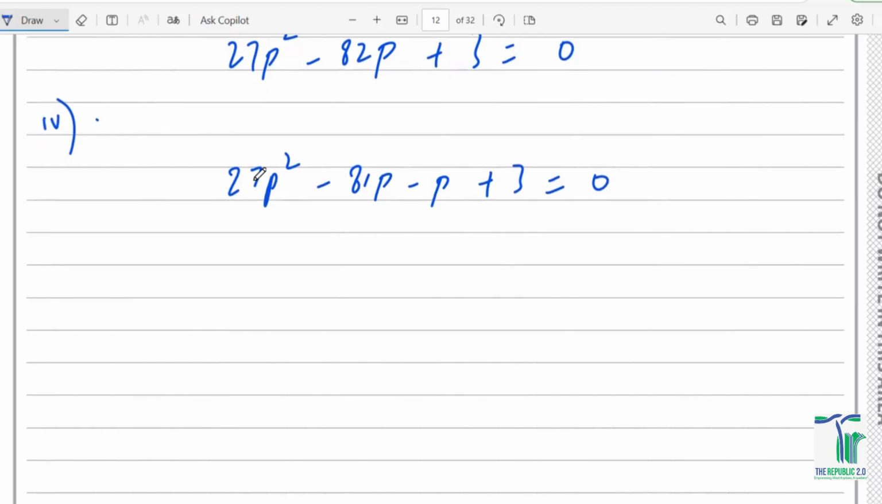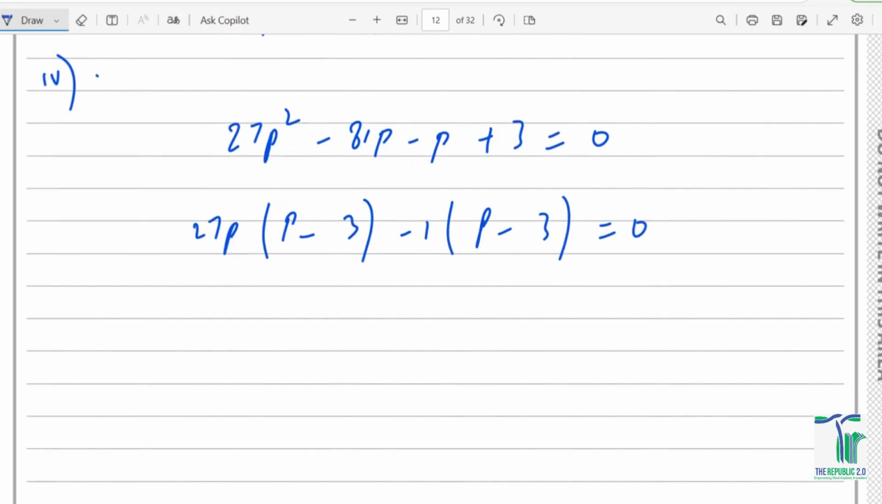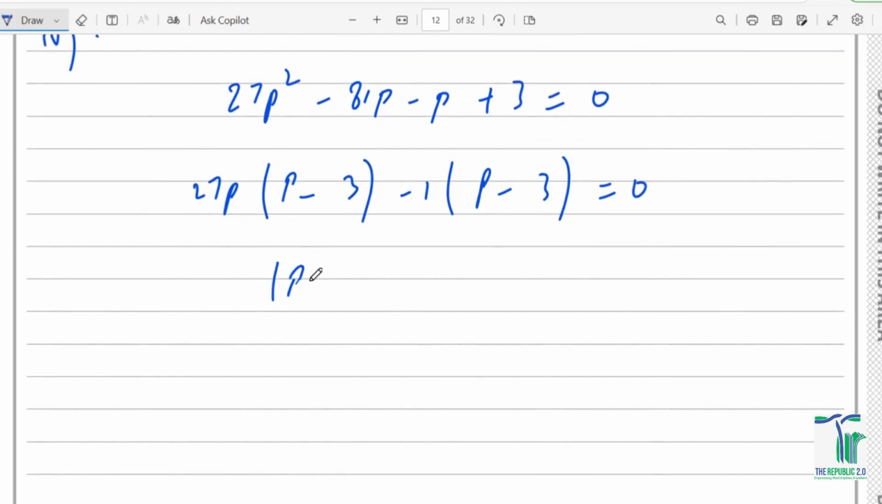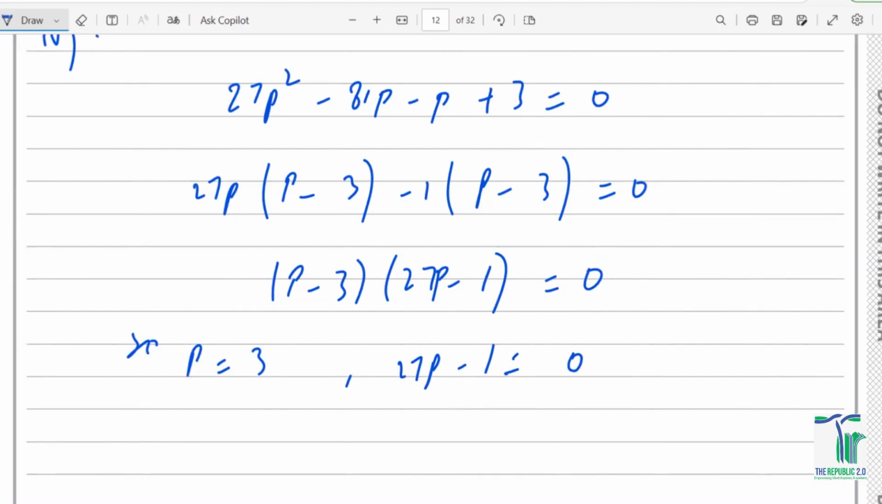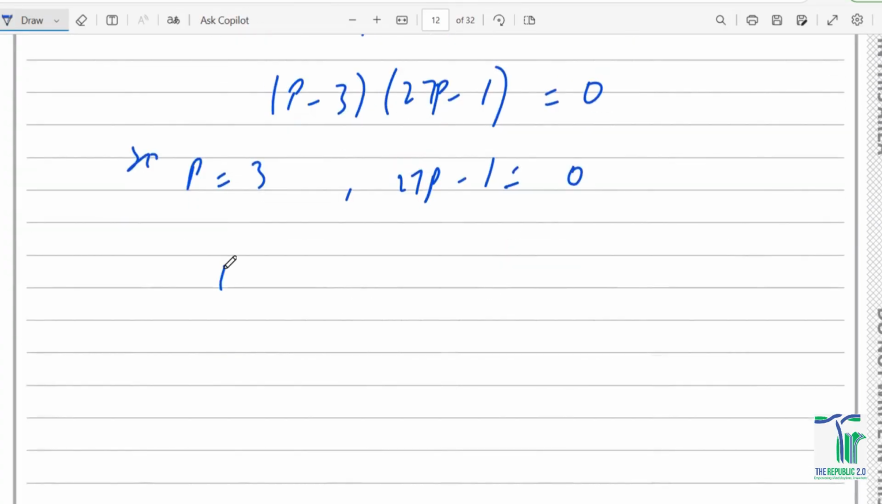And now the common thing out of both of them is 27p, and I'll be left out with p minus 3. Minus 1, I'll be left out with p minus 3 equals to 0. And now from both of these numbers, you've got p minus 3 times 27p minus 1 equals to 0, right? So you'll be having p is equals to 3 from here, and 27p minus 1 equals to 0 from here. And that is going to give you p is equals to 3 and p is equals to 1 by 27.